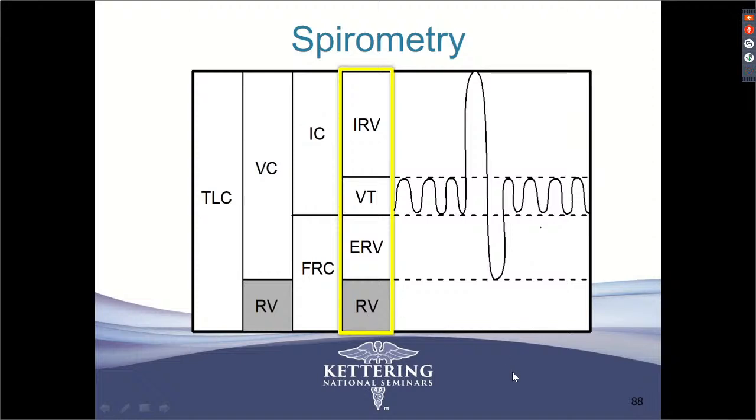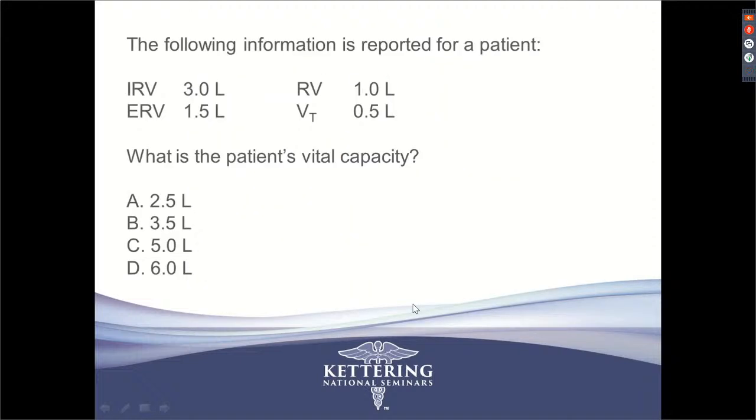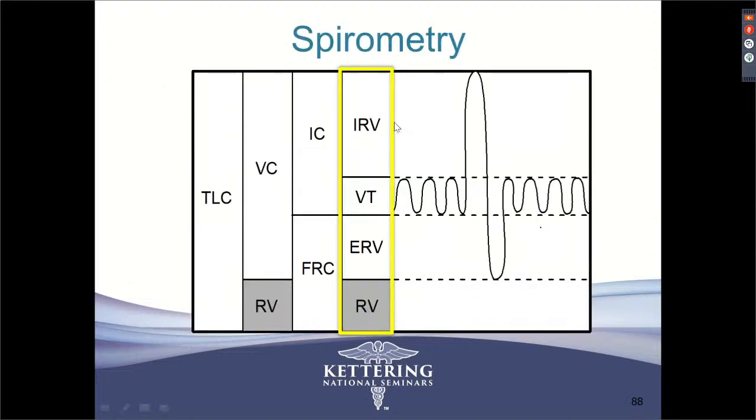So what would a question look like about this spirometry on the test? It would look something like what we've given you at the bottom of page 28. So here we've got the following information that's been reported for a patient. I've got a bunch of numbers I'm going to skip. They want to know what is the patient's vital capacity. Okay, so I need to know what volumes make up the vital capacity. Well, we just talked about that. The volumes that make up the vital capacity are IRV, tidal volume, and ERV.